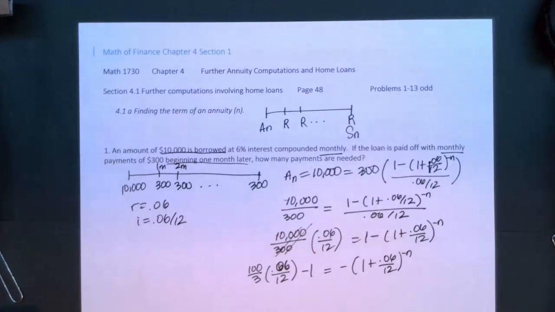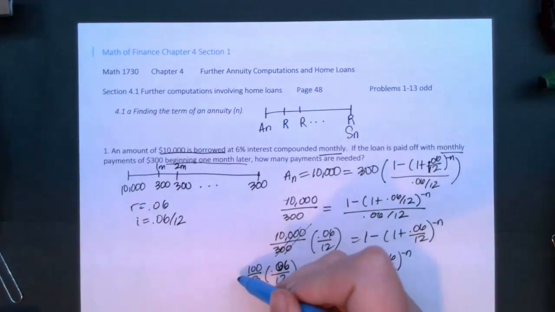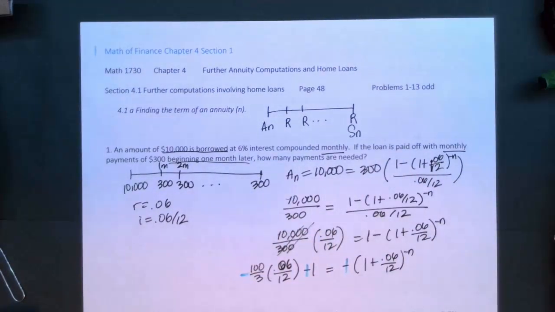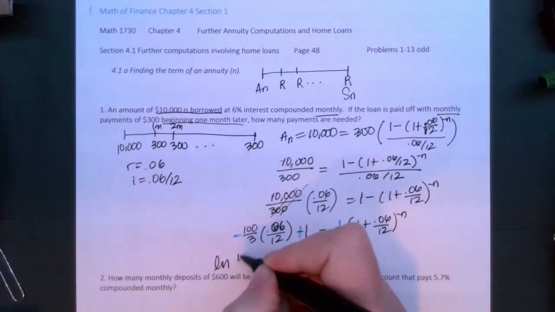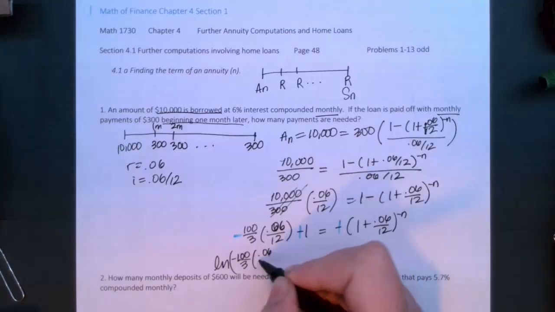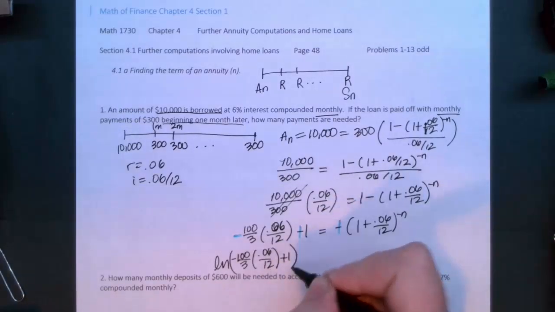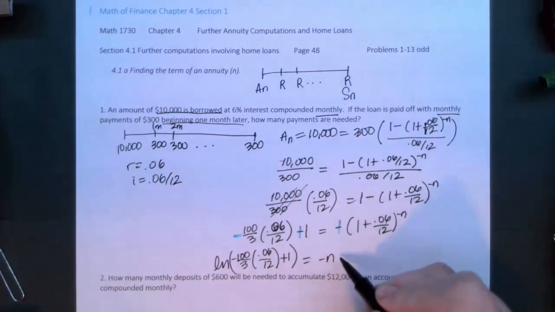So I'm going to grab another color just to make it more obvious that everything is flipping signs. So we're going to make this a plus, and then this piece would be a minus. So again, everything is flipping sign. Move this up a little bit here. And now we're ready for the natural log step. So we're going to take the natural log of 100 over 3, negative 100 over 3 times 0.06 over 12 plus 1 equals negative n, because I'd pull down this whole piece when I take my natural log.